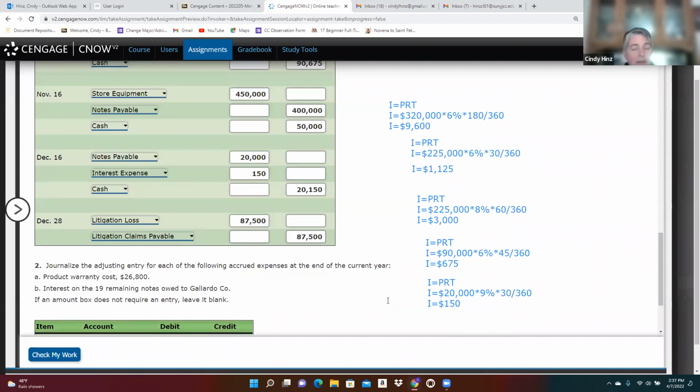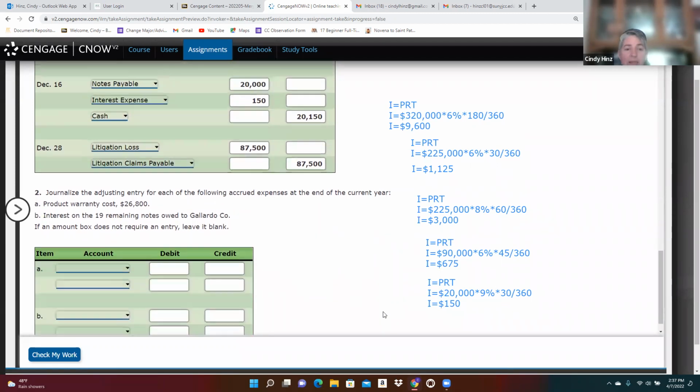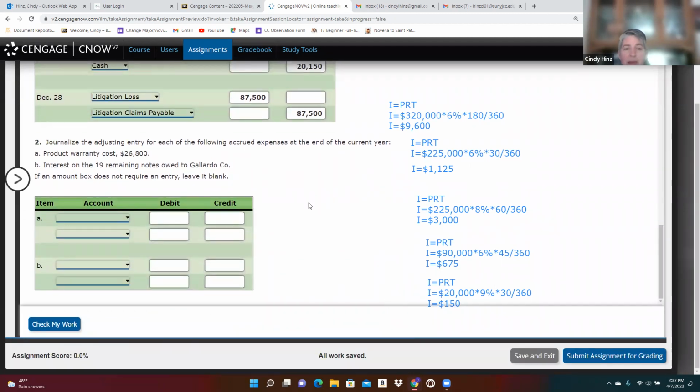Okay, any questions about where we are right now? So those are the actual transactions that we are reporting in real time throughout the year. And the next part, the last part of this exercise, asks us to, at the end of the year, do the adjusting entries for these two items.